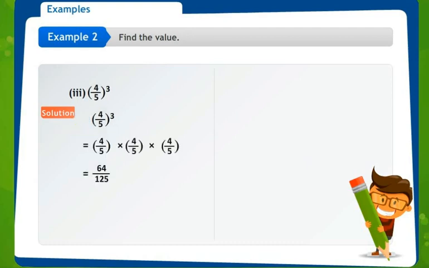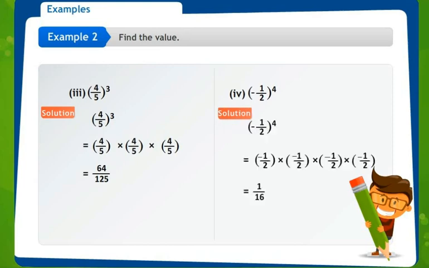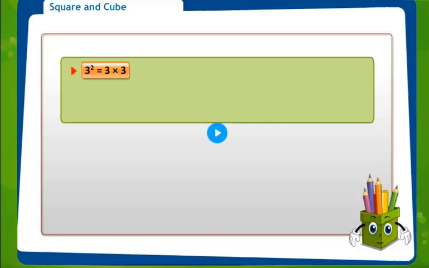Next, 4 upon 5 multiplied 3 times. So 4 upon 5 multiplied by 4 upon 5 multiplied by 4 upon 5. 4 4s are 16, 16 4s are 64, 5 5s are 25, 25 5s are 125. So 64 upon 125. Now minus 1 upon 2 raised to 4. Minus 1 upon 2 is the base. We will multiply it 4 times. Minus minus becomes plus. So 2 2s are 4, 4 2s are 8, 8 2s are 16. Hence the answer is 1 upon 16.